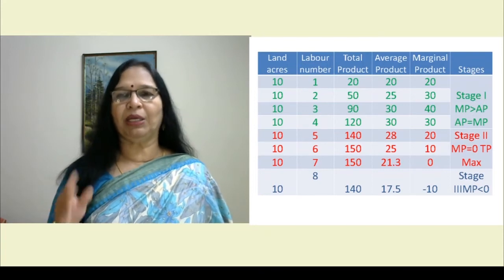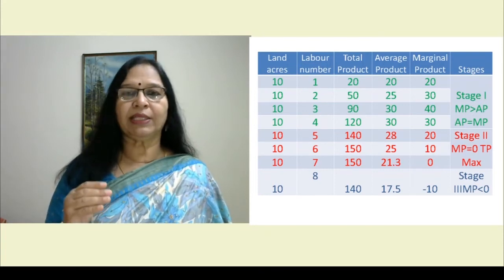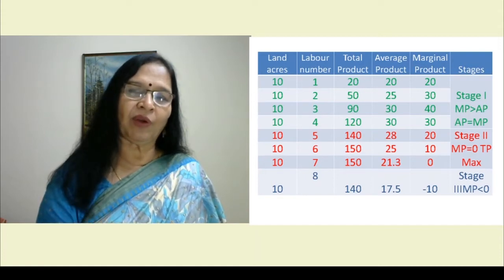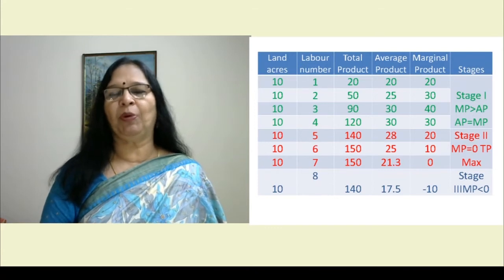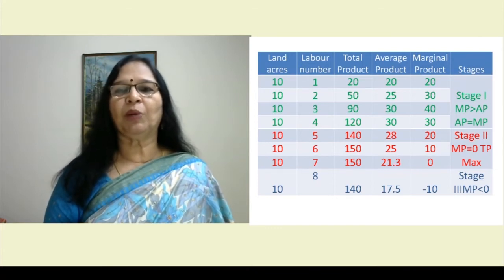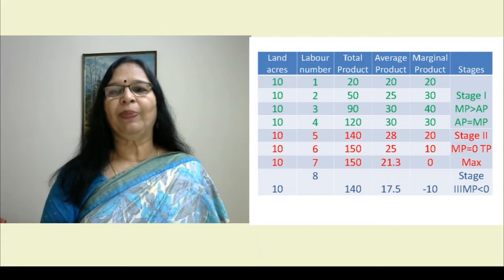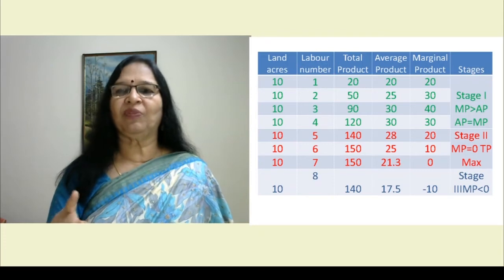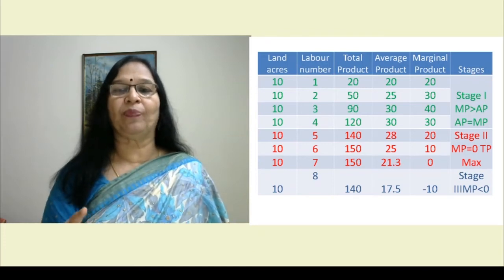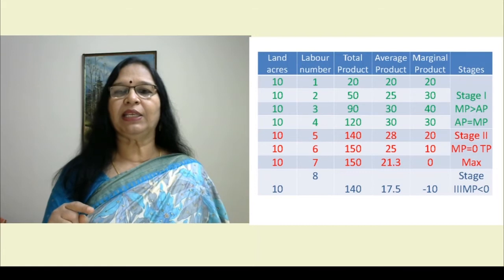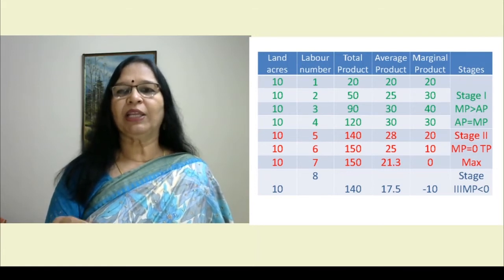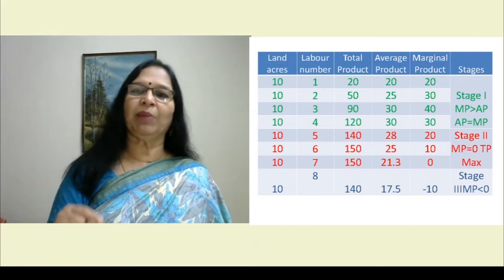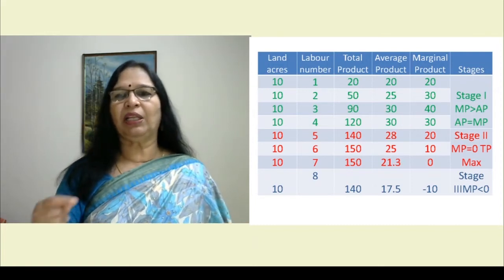We also get the marginal product. What is marginal product? It is the addition made to the total product by one more additional unit of labor that has been employed. In this case, total product has increased from 20 to 50, so 50 minus 20 is 30. You can ignore the first marginal product; it can be left as a dash also. Then the third unit, you can see 90 minus 50, which is 40. Then when the fourth laborer is employed, 120 minus 90 is the marginal product of 30, and so on.